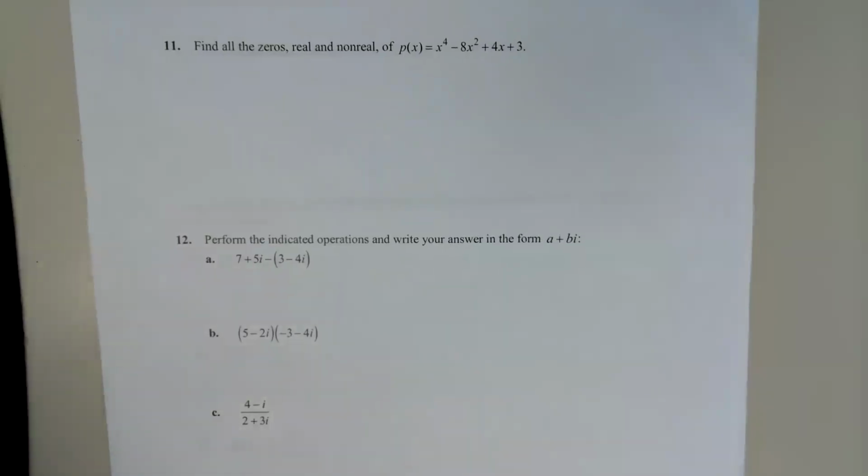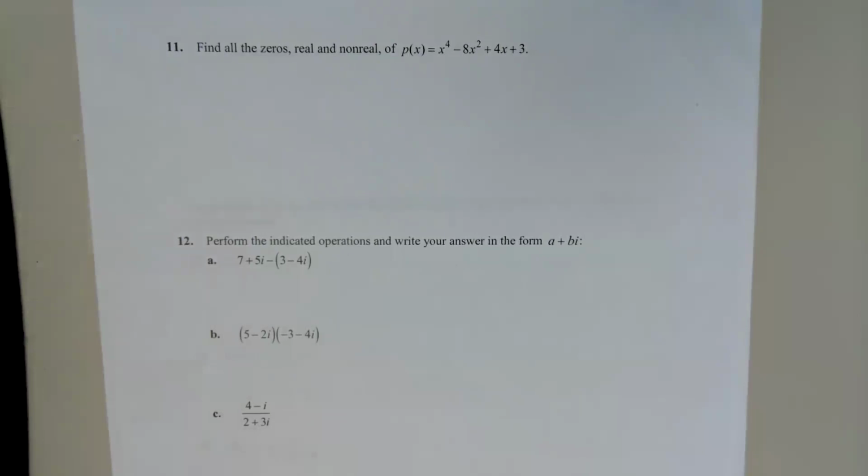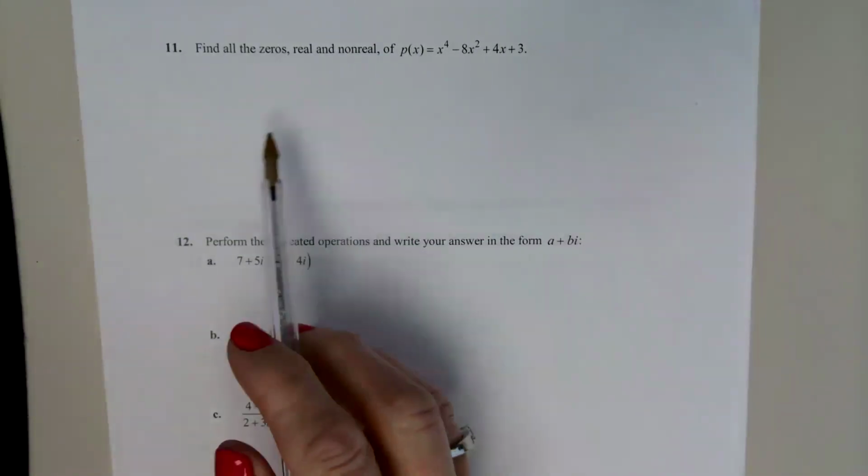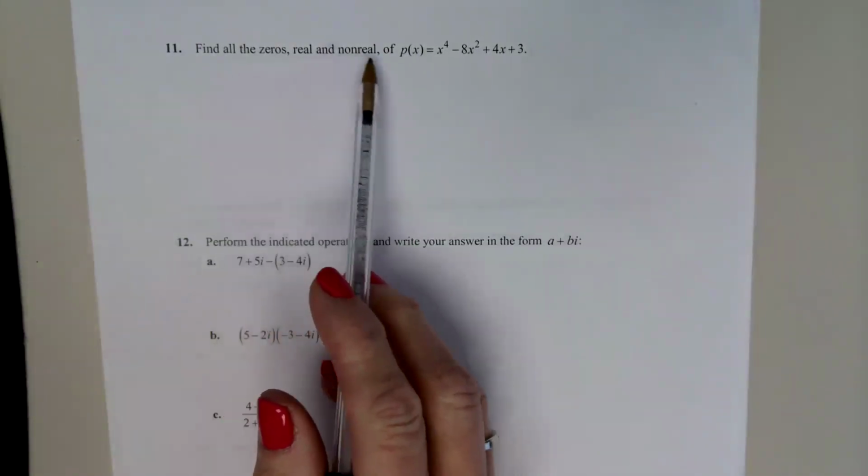Welcome back for more review videos for chapter 3. We're starting with number 11. It says find out the zeros, real and non-real.